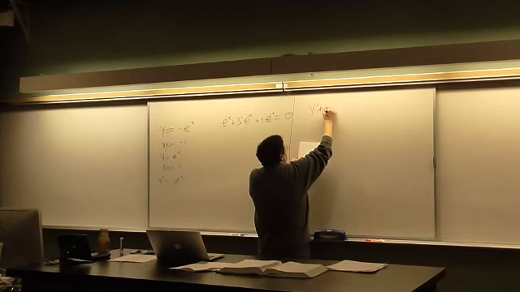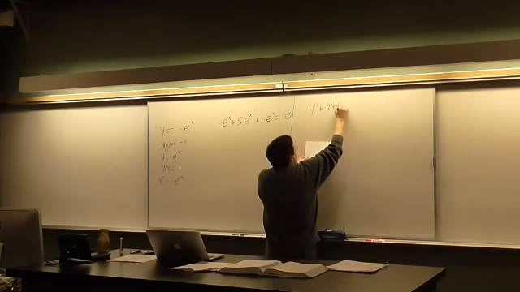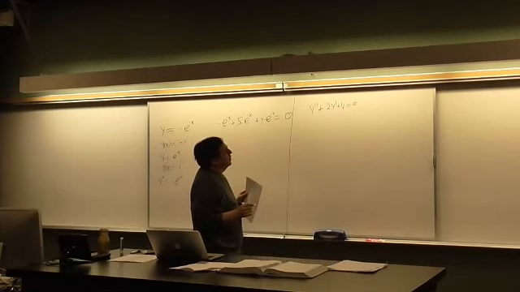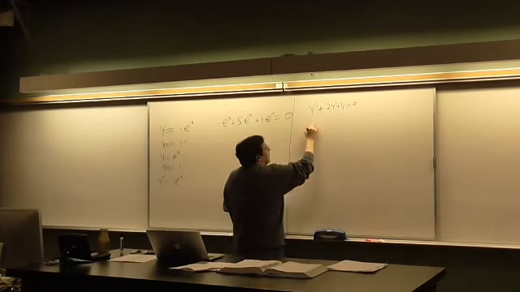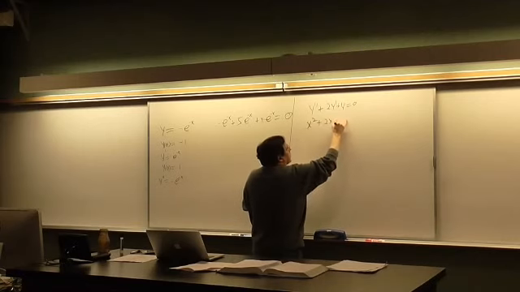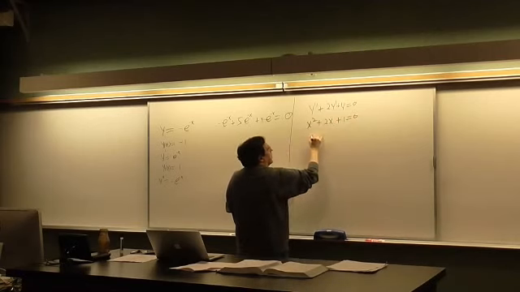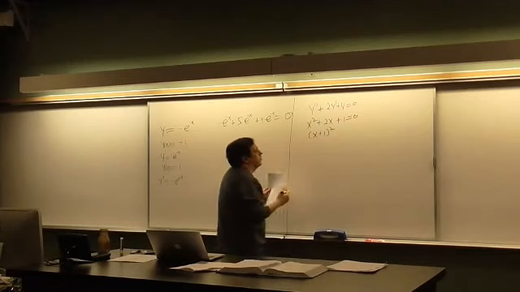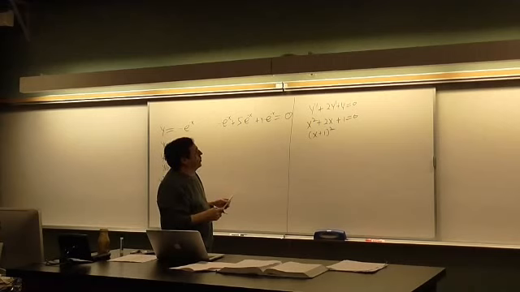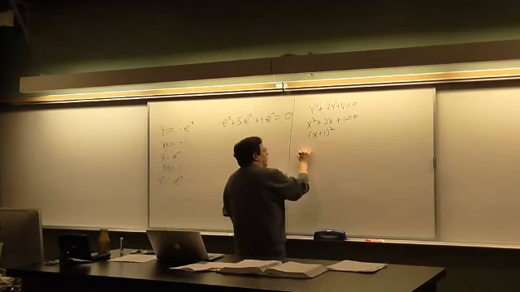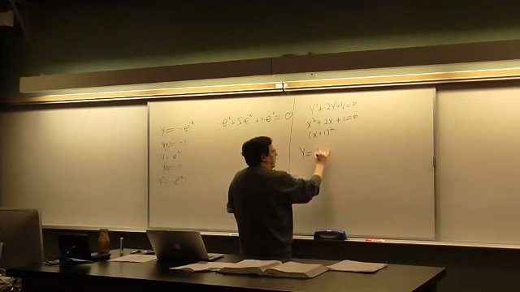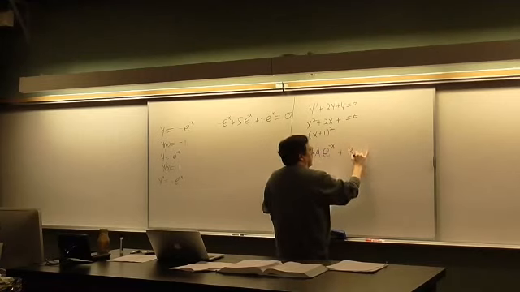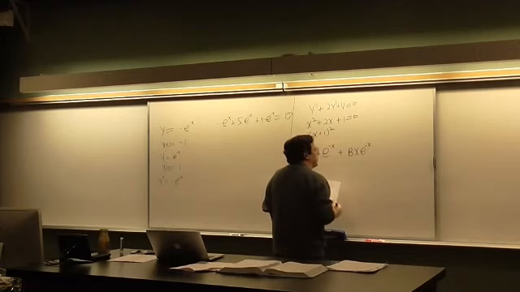y double prime plus 2y prime plus y equals 0. So the associated polynomial is x squared plus 2x plus 1 equals 0. This is clearly (x plus 1) squared. Oh, one of those duplicate roots. So that would make the solution y equals a e to the minus x plus b x e to the minus x.